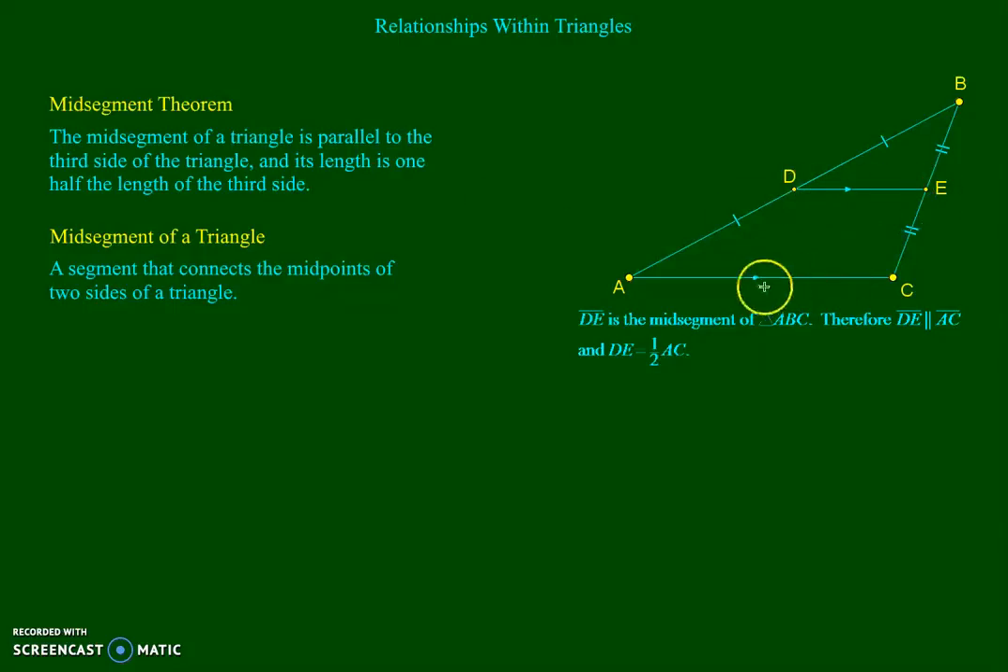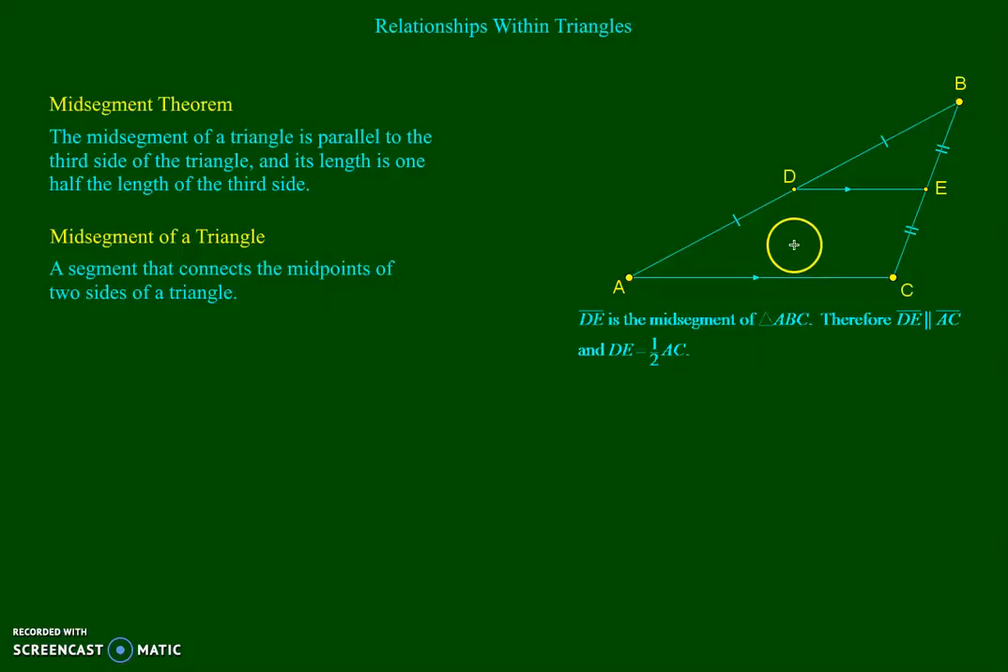So DE is going to be parallel to AC, indicated by these little arrowheads, and the length of DE is 1/2 the length of AC. Now, this theorem is fairly straightforward to prove if you use a coordinate proof, but it gets a little bit more complicated when you don't use the advantages of a coordinate proof. So if you wish to go ahead and prove this, coordinate proof is going to be the way to go.